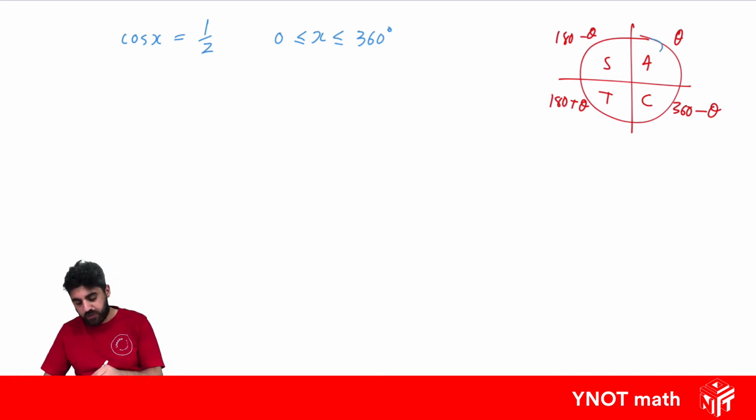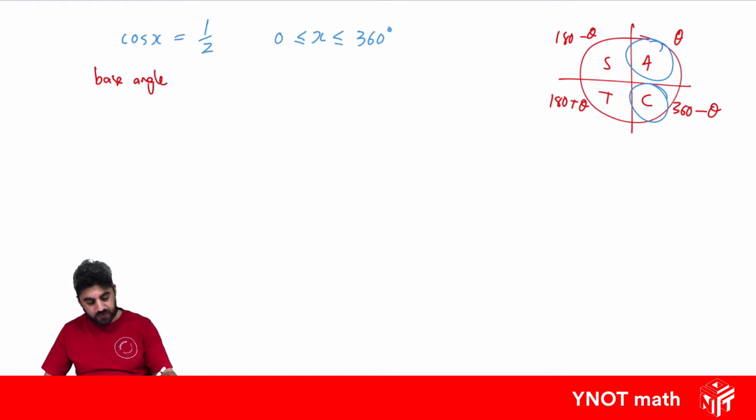Well, the values of cos that are positive are in the first quadrant, because they're all positive there, and the fourth quadrant, because that's where cos is also positive. Now, our next step is to get what I like to call the base angle. And to do that, that's just going to be the inverse cos of whatever we have on the right hand side.